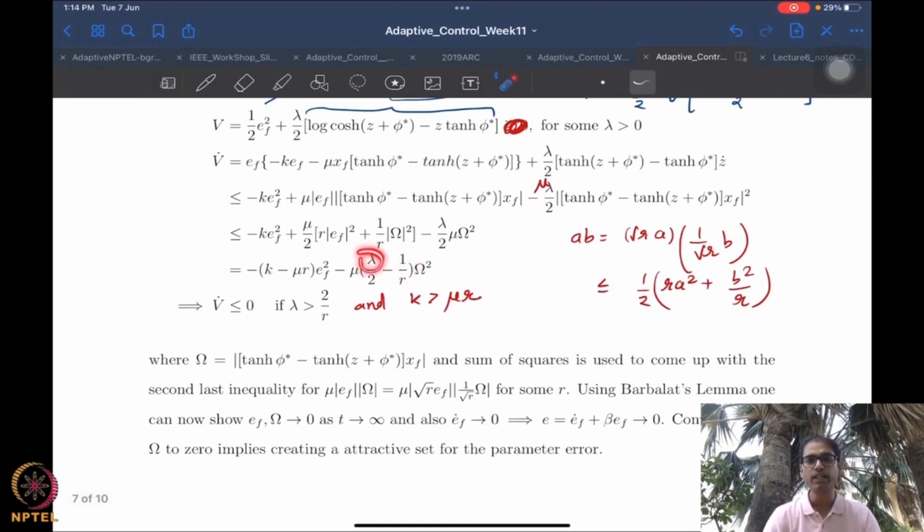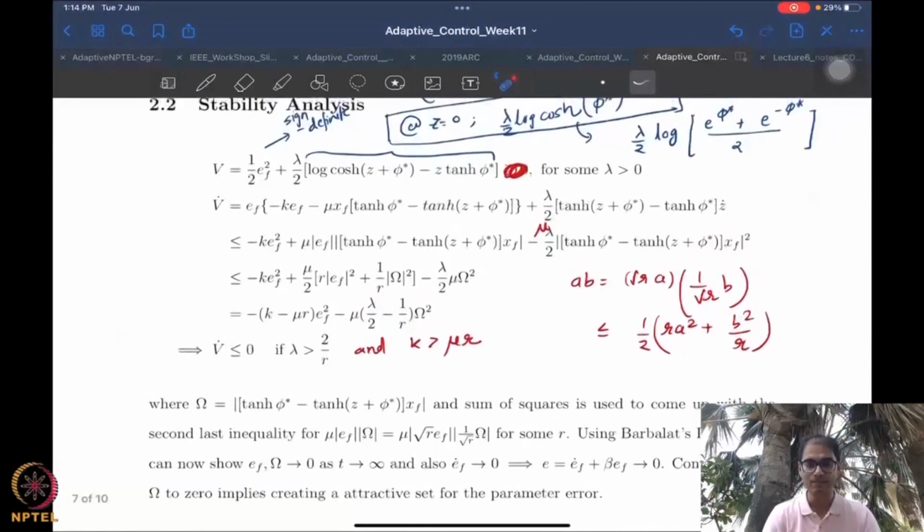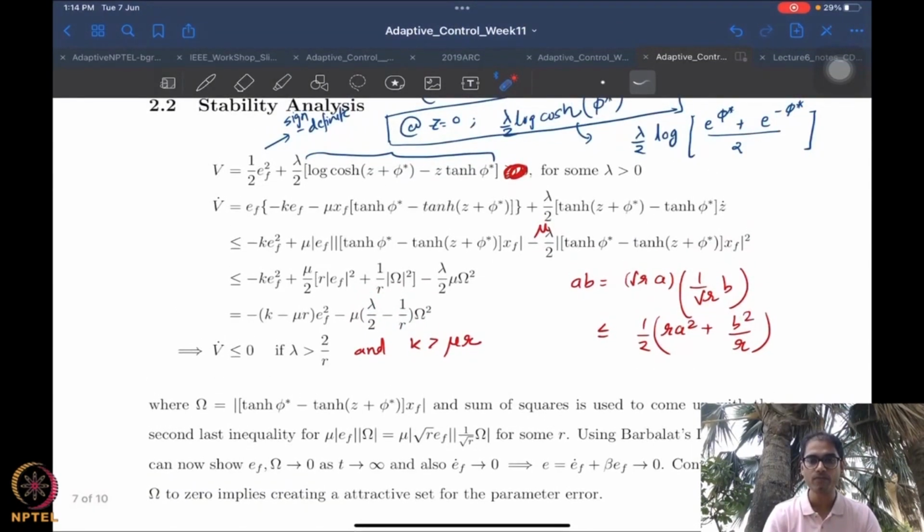So then lambda has to be very large. Right? But we don't care. This lambda doesn't appear in the control law. Right? So lambda being large doesn't change anything for us. It's just for the purpose of analysis.